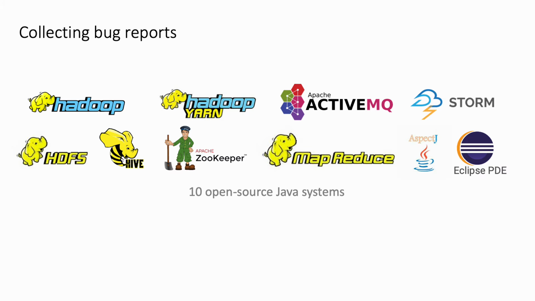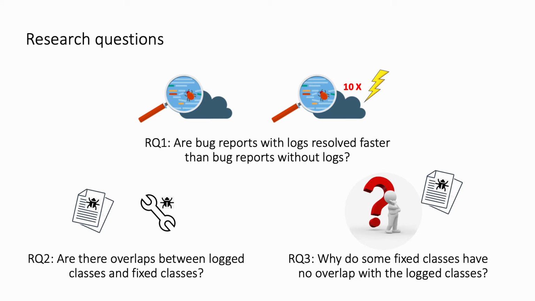We conduct a case study on 10 open-source Java systems, which are commonly used in prior log-related studies. We seek to answer 3 research questions. 1. Are bug reports with log resolved faster than bug reports without logs? 2. Are there overlaps between log classes and fixed classes? 3. Why do some fixed classes have no overlaps with the log classes?